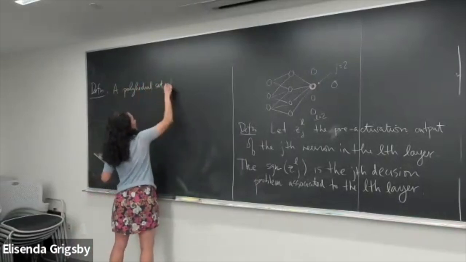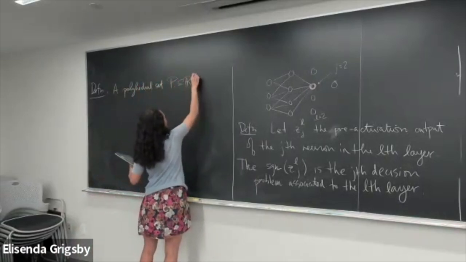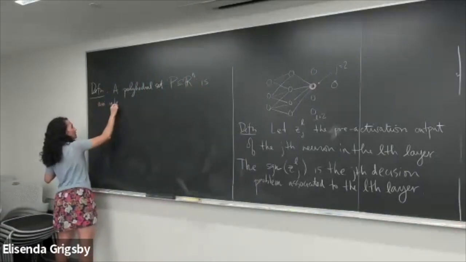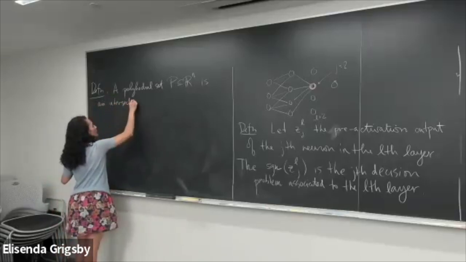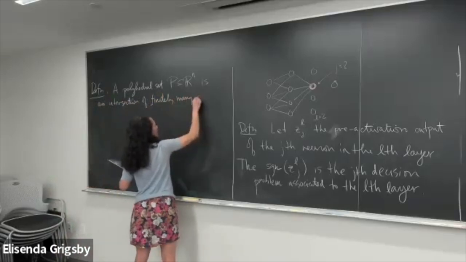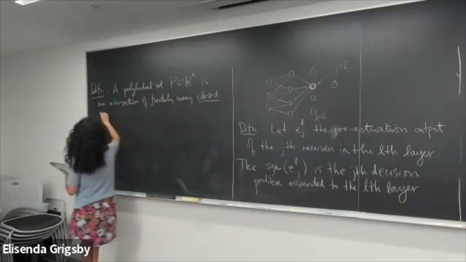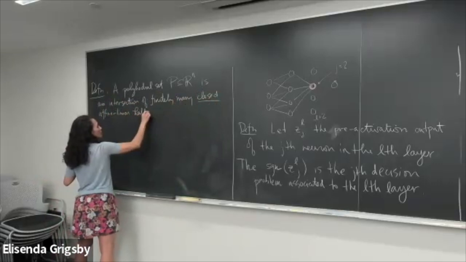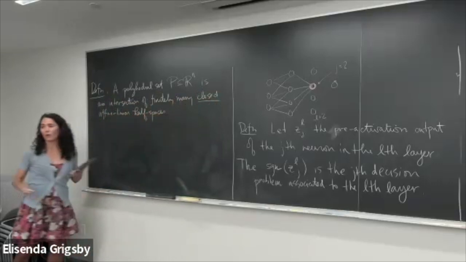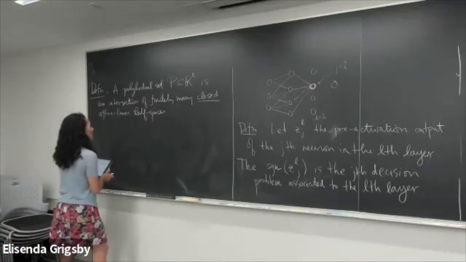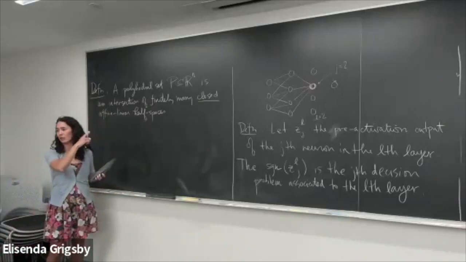A polyhedral set is an intersection of finitely many closed affine linear half spaces. Or equivalently, it's the solution set of finitely many closed linear inequalities. And by the way, a bounded polyhedral set is called a polytope.